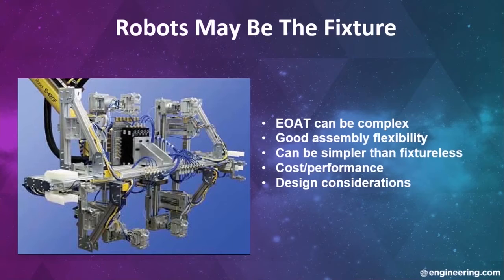Well, robots are fighting the fixture, but they may be the fixture. If your world is designing the assemblies that make the assemblies, then end-of-arm tooling like this may be familiar. Now, completely replacing the fixture may not be the most efficient or cost-effective use of robotics for all applications. Mounting on the robot itself can offer several advantages.